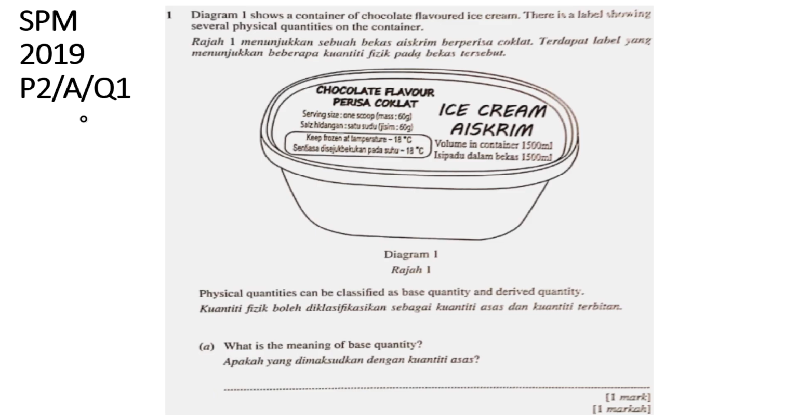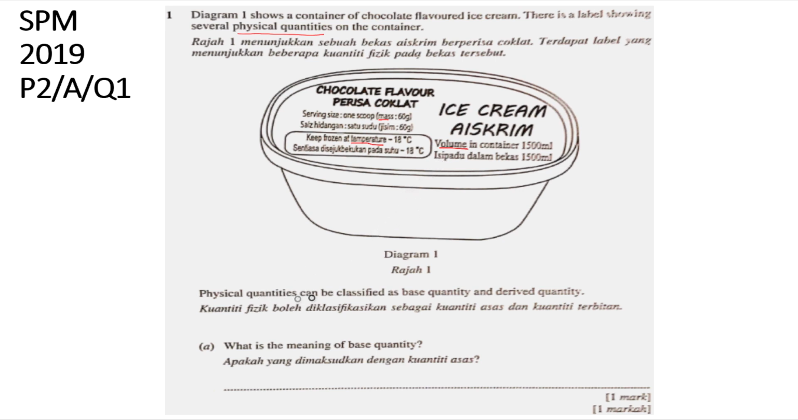Okay, all the best. We look at SPM 2019, Paper 2, Section A, question number 1. Diagram 1 shows a container of chocolate-flavored ice cream. There is a label showing several physical quantities on the container. So look at the container. You can see here serving size, 1 scoop, mass. Mass is a physical quantity. And then keep frozen at temperature. Temperature is also a physical quantity. Volume in the container. So we have 3 physical quantities labelled on the container of the ice cream.